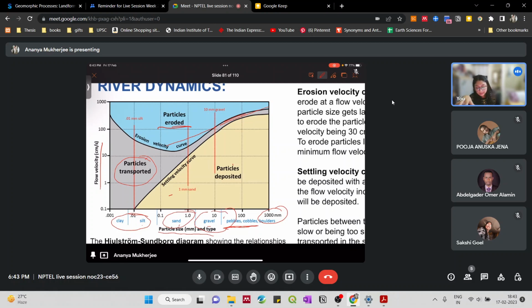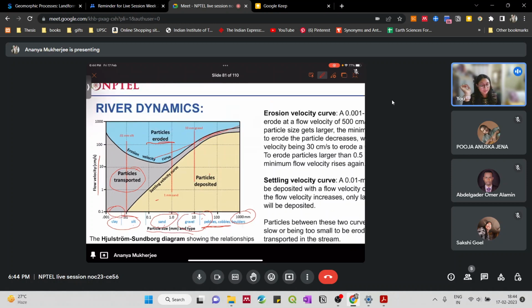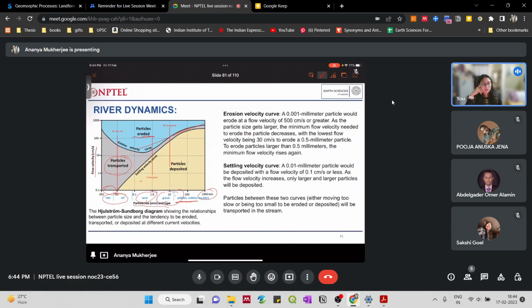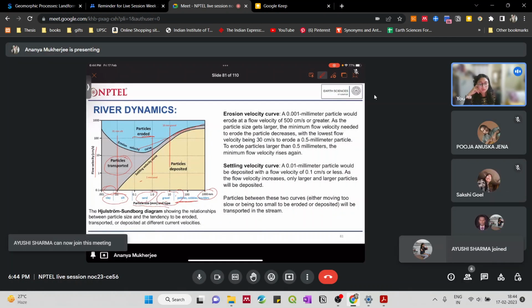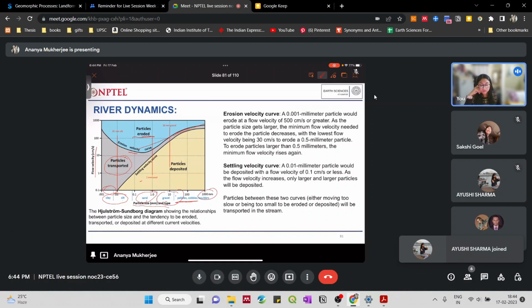And you can see that the clay is actually never deposited. Clay is still being transported. The clay is still dissolved in the water, or it is suspended in the river water. So you can see that you have two curves that are important for us to know. One is your erosion velocity curve, and the next is the settling velocity curve. So this is the erosion velocity curve, and this is the settling velocity curve.